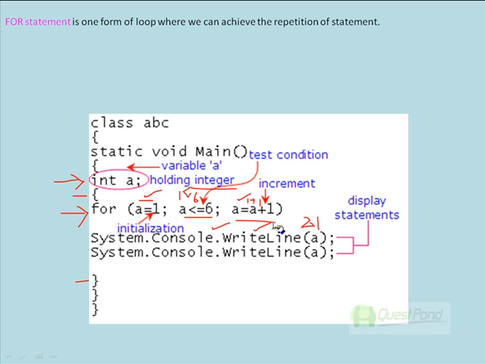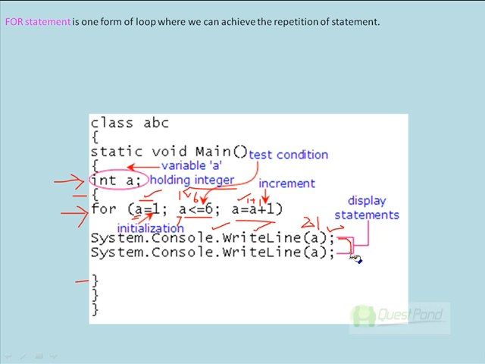So this looping will continue till the value of the variable a exceeds 6. As soon as it becomes 7, the test condition will say that 7 is not less than 6. So this condition will go false. Hence the very first statement won't be executed.